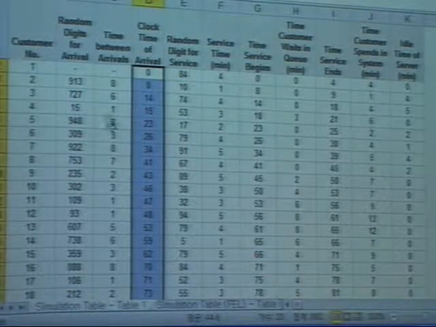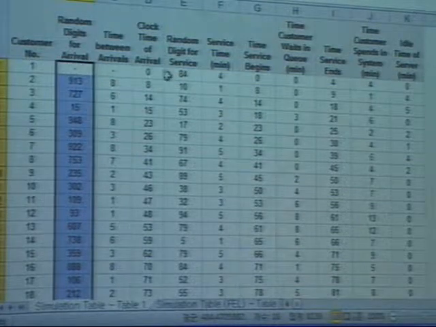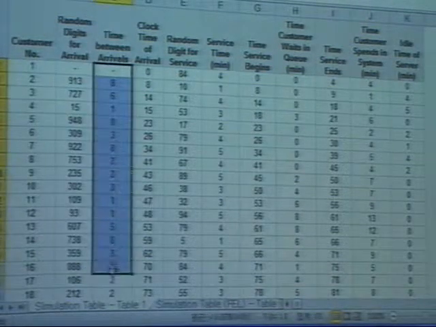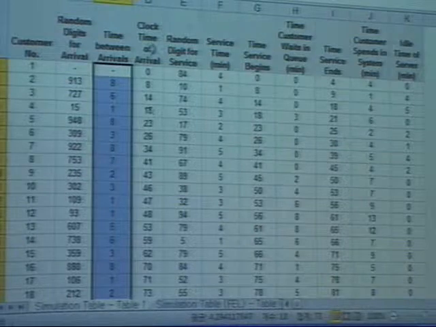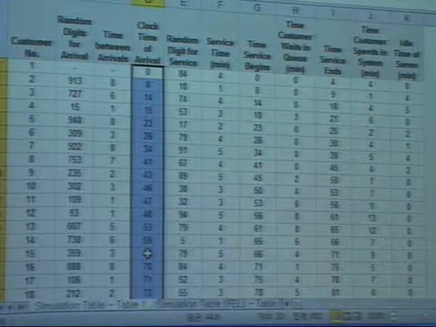For this, we run the random number generator, and based on that, we calculate the inter-arrival time, and based on that, we calculate the clock of arrival of the customer. Okay?